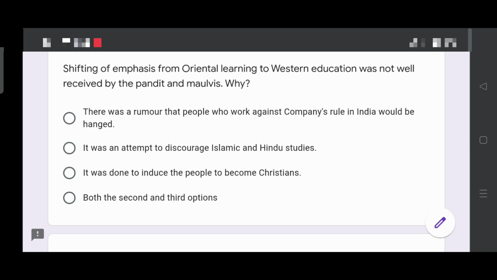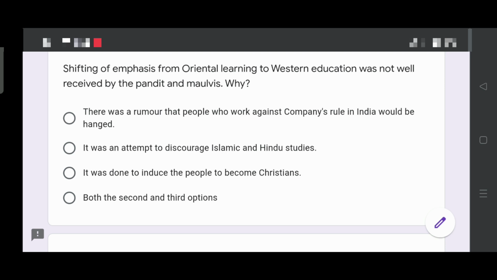Shifting of emphasis from Oriental learning to Western education was not well received by the Pandits and Maulvis. Why? Fears regarding English education. There was a rumor that people who work against the company's rule in India would be hanged, and it was an attempt to discourage Islamic and Hindu studies.